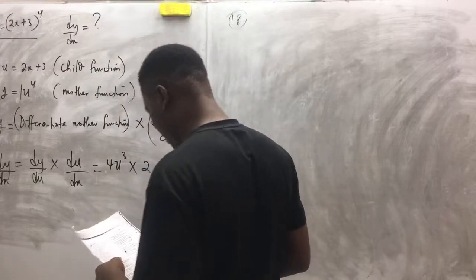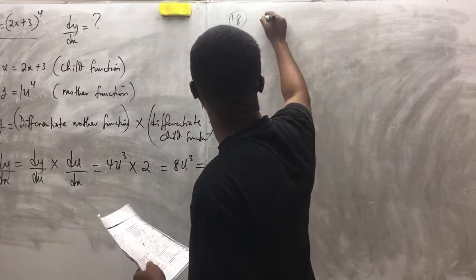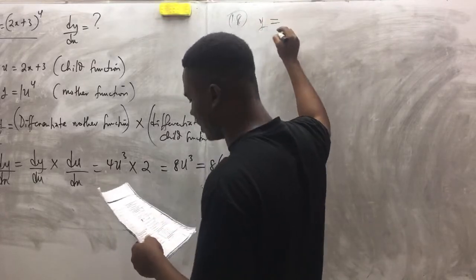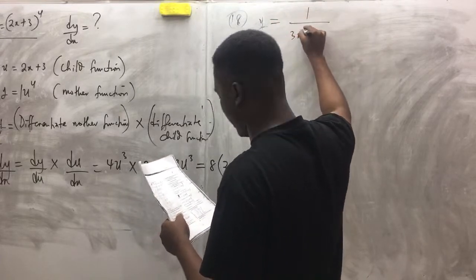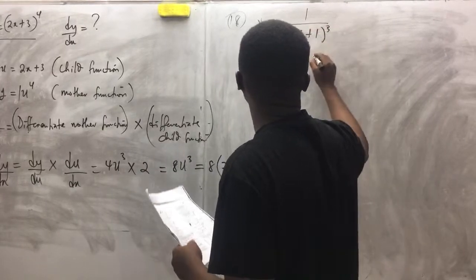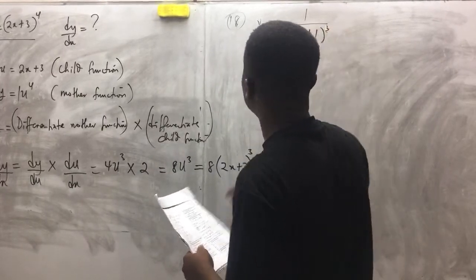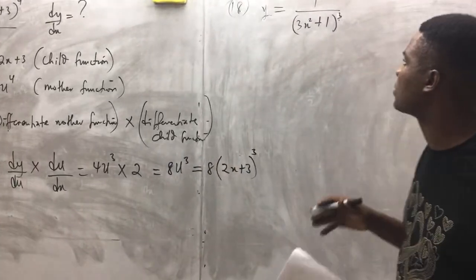So let's go over to question 18. In question 18, we are asked to differentiate this function: y equals 1 over (3x squared plus 1) all raised to power 3. Now, please take note: what are we going to be using to solve this problem? With what would we be solving this problem?